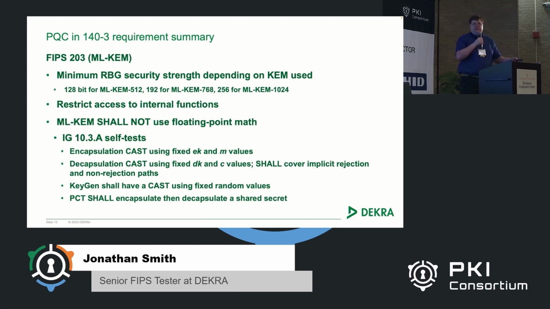And then again, we've got the self-test requirements. It spells out what those algorithm self-tests need to be. It spells out that, again, key generation must have one. And it spells out that for decapsulation, you must cover both the implicit rejection and the non-rejection paths, so you need a little bit more extensive of a test there. And then you must have a pairwise consistency test when you do key generations, and that one's pretty normal, just encapsulate and then decapsulate.